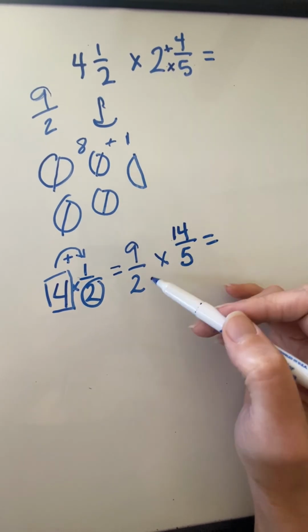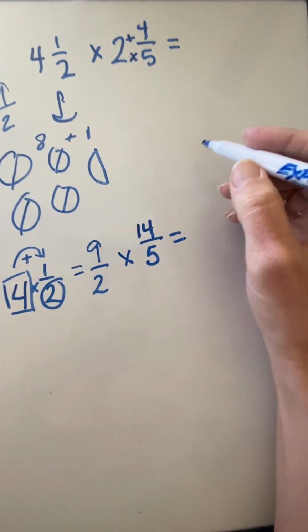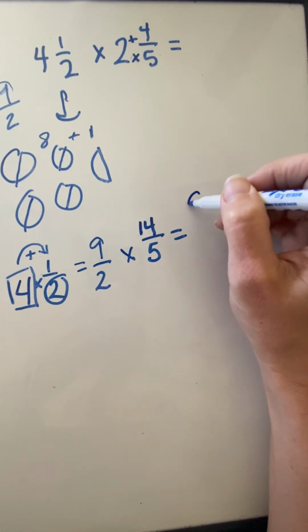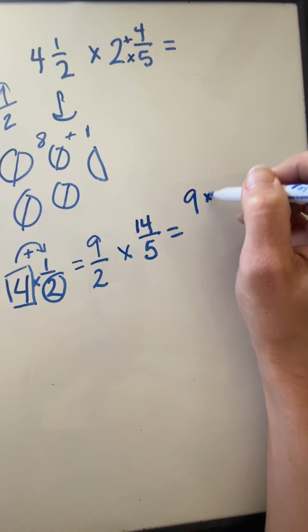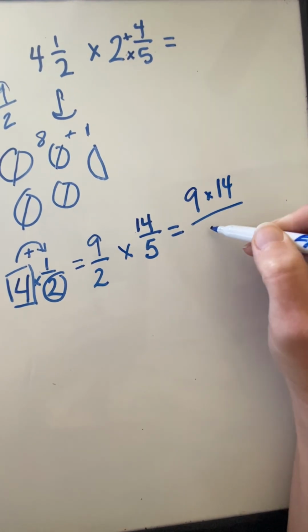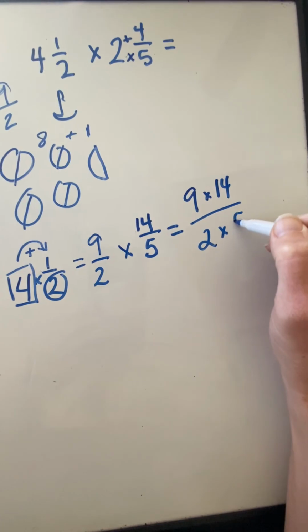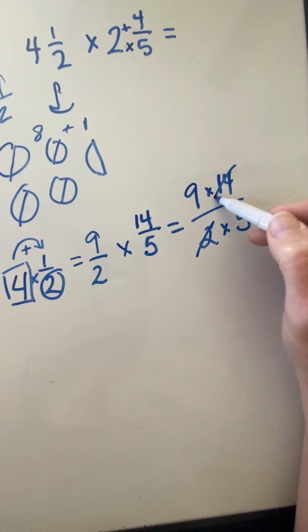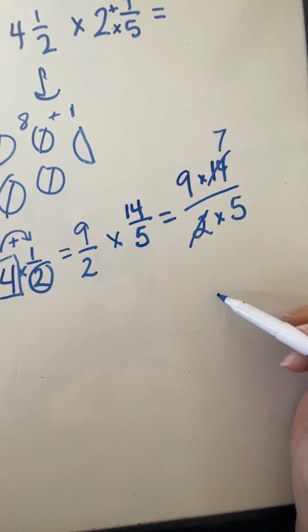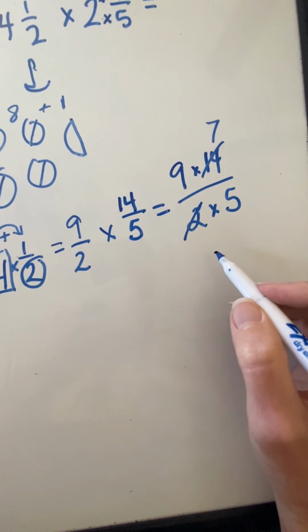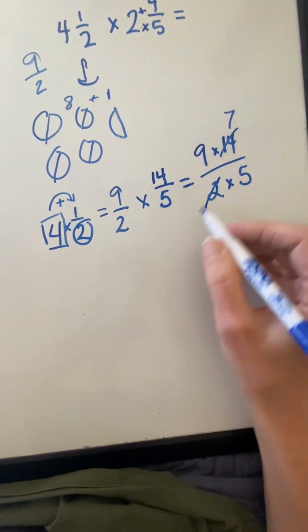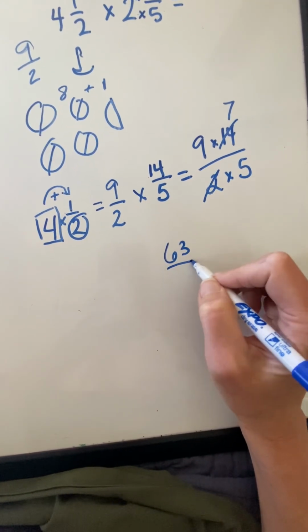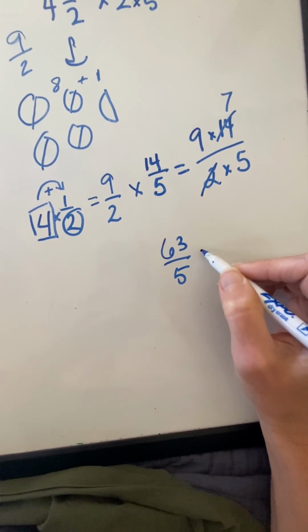This is like saying 9 times 14 over 2 times 5. 14 divided by 2 is actually 7. So you can simplify that right there. And you can say, okay, 9 times 7 is 63, 63 fifths.